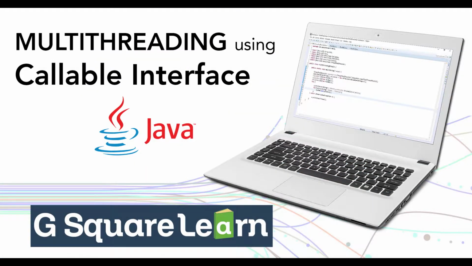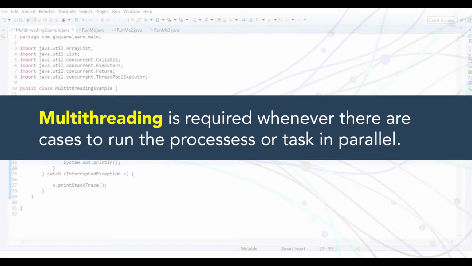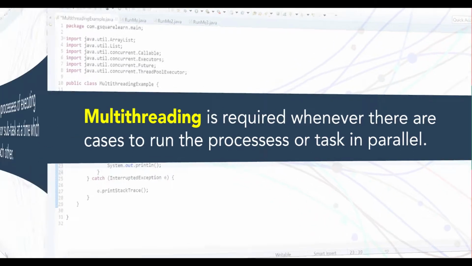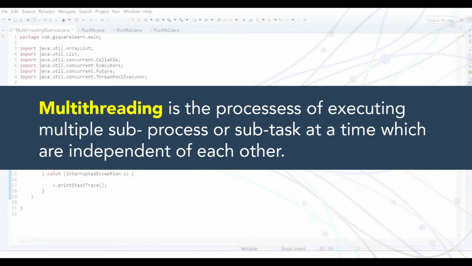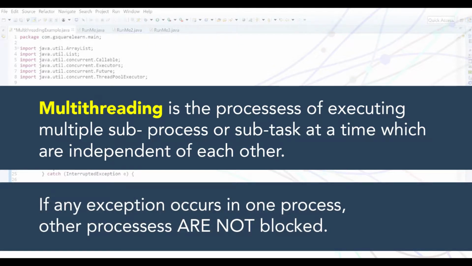In this video, we are going to learn about multithreading in Java. How do we achieve that? We all know that multithreading is required whenever we need to run processes or tasks parallelly, independent of each other. That means asynchronous processes. So multithreading is the process of executing multiple sub-processes or subtasks at a time which are independent of each other. So if any exception occurs in one process, other processes are not blocked.